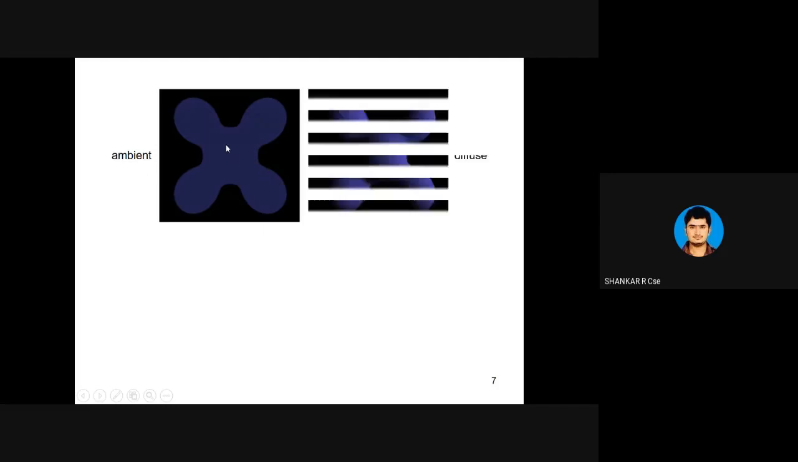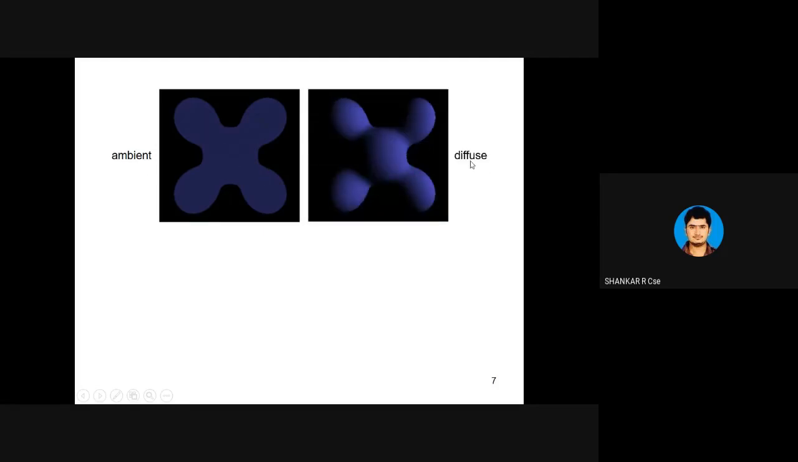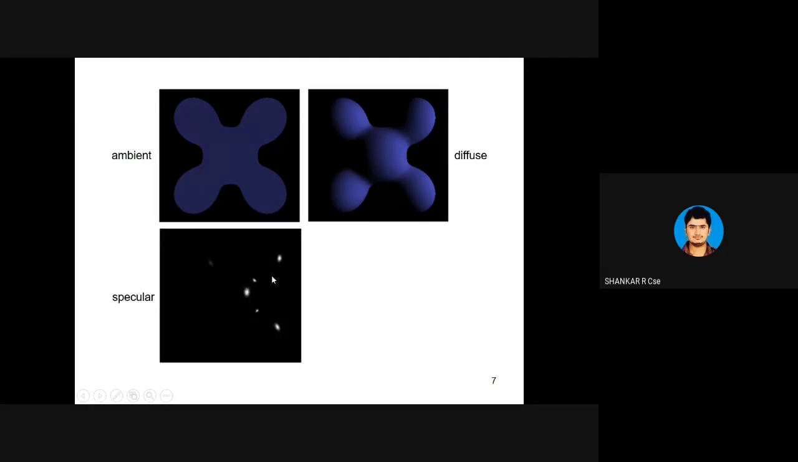So just to give you some more perspective, let's say there's an image, and if you have taken care of only ambient light, this is how it looks. And if you have taken care of only diffusion, this is how it looks. Specularity means this is how it looks. That is only the bright portions, the shininess.